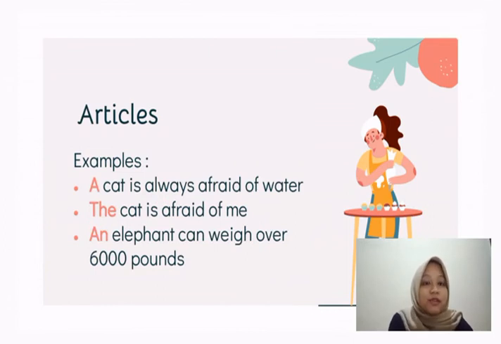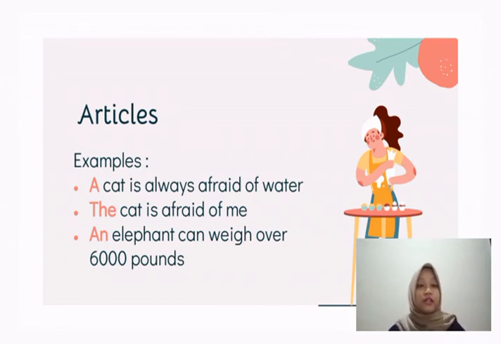And the last one is article. An article determines the specification of nouns. The words a and an are used to refer to an unspecific noun, and the word the is used to refer to a specific noun.